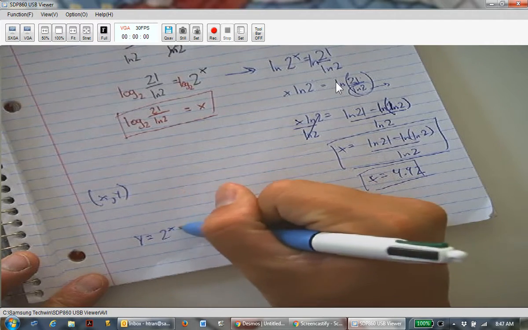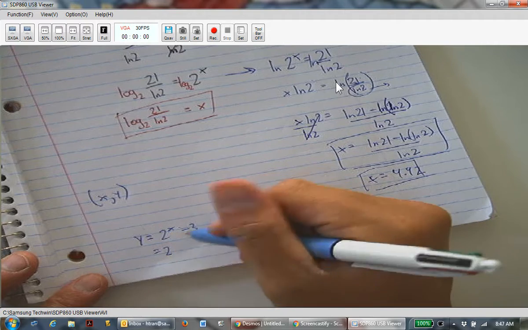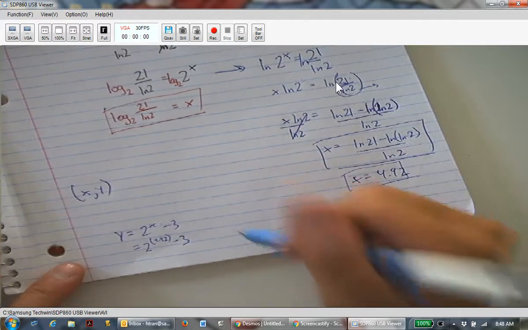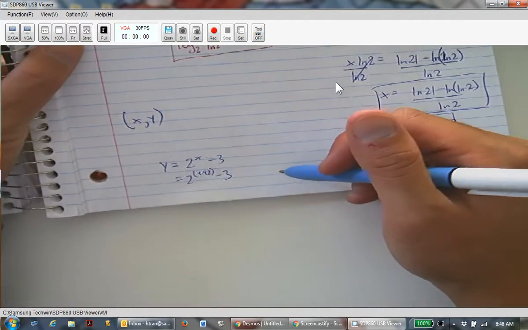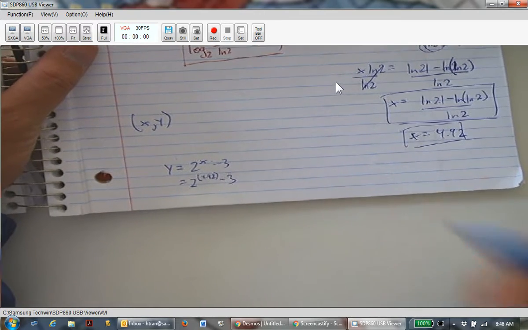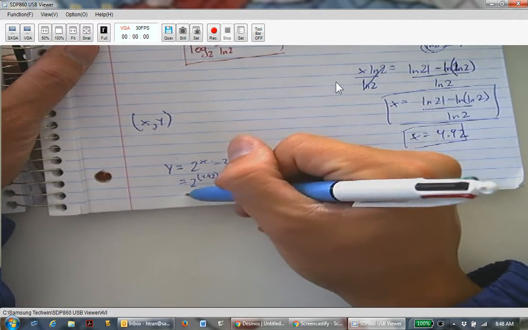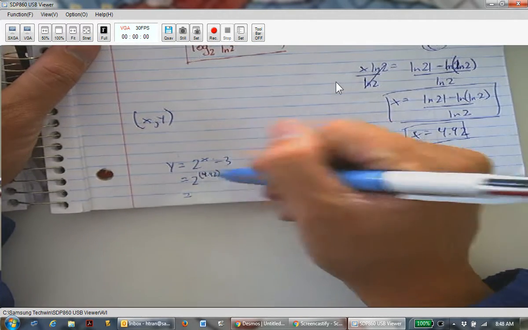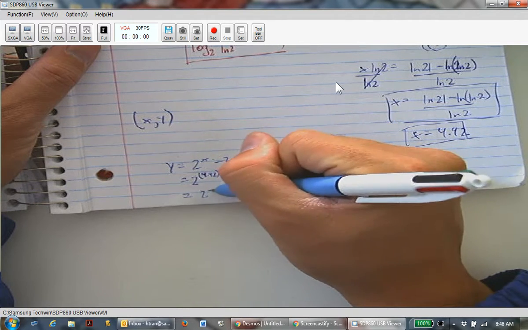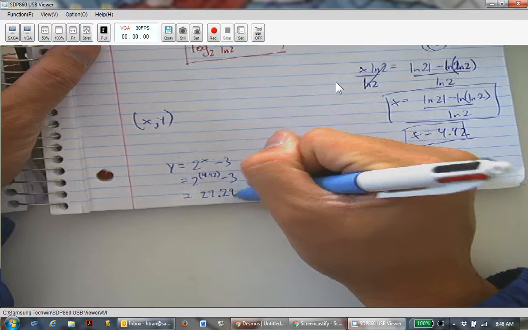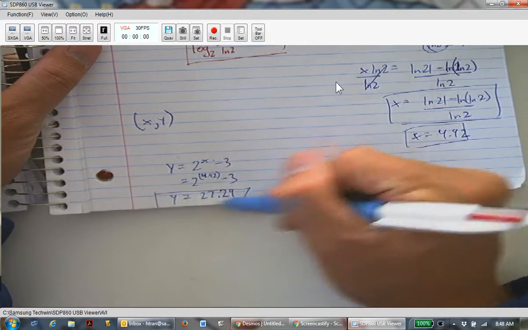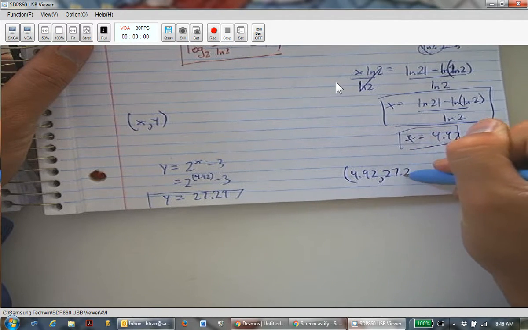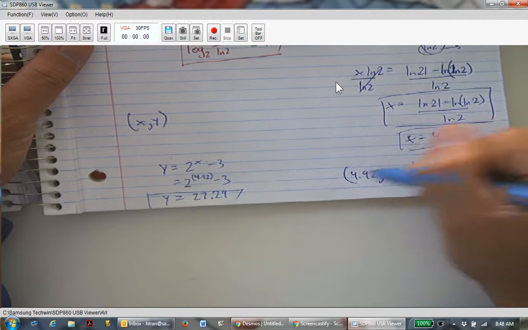So y is just 2x minus 3, and we're going to plug in 2 times 4.92, which is going to give you a decimal answer. So I could totally see this being on the calculator portion of the final AP exam. I could foresee something like this popping up. And what did you guys end up getting? Like around 27.29. Yes, that is correct. So your final answer should be 4.92, 27.29. And that is your final answer.